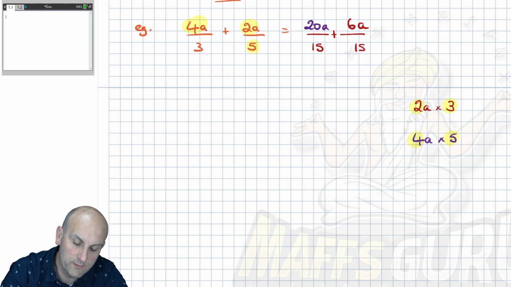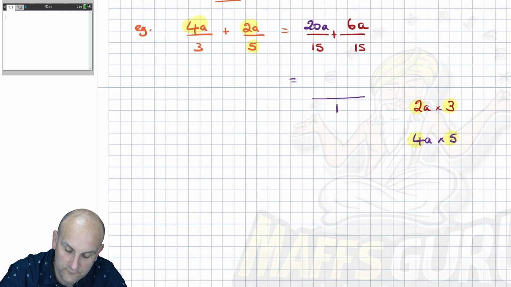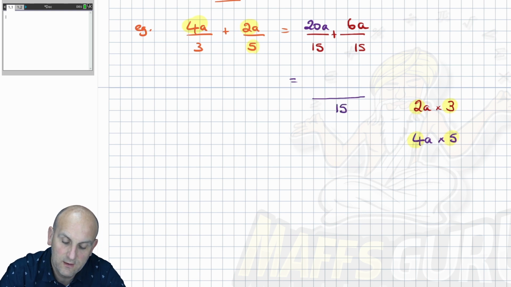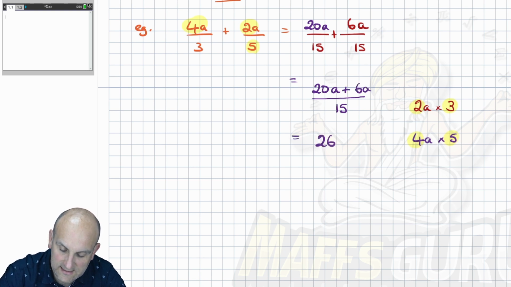Are the bottoms the same now? They are indeed. So I write one fraction with the 15 on the bottom because that's the same. I'm going to write 20a plus 6a. I'm going to write my working out, which gives me 26a on 15.